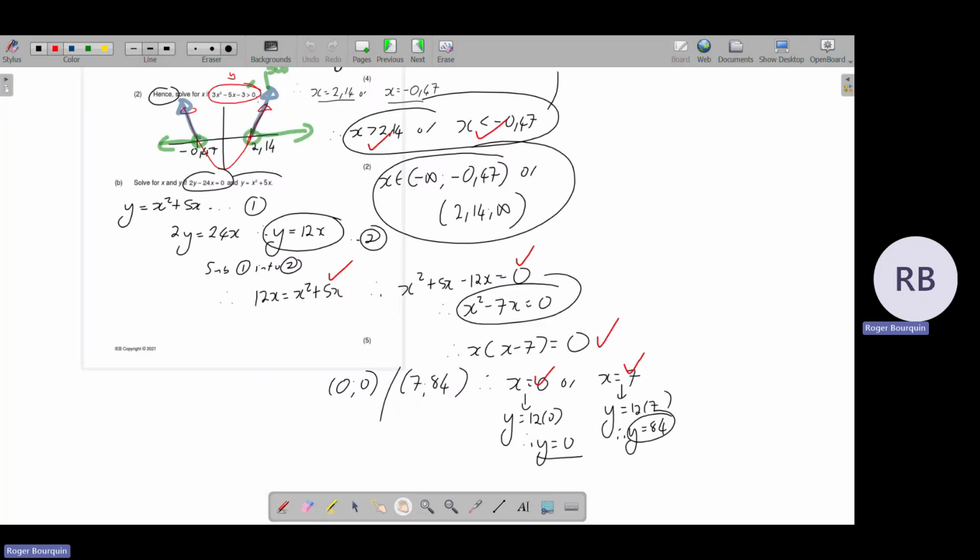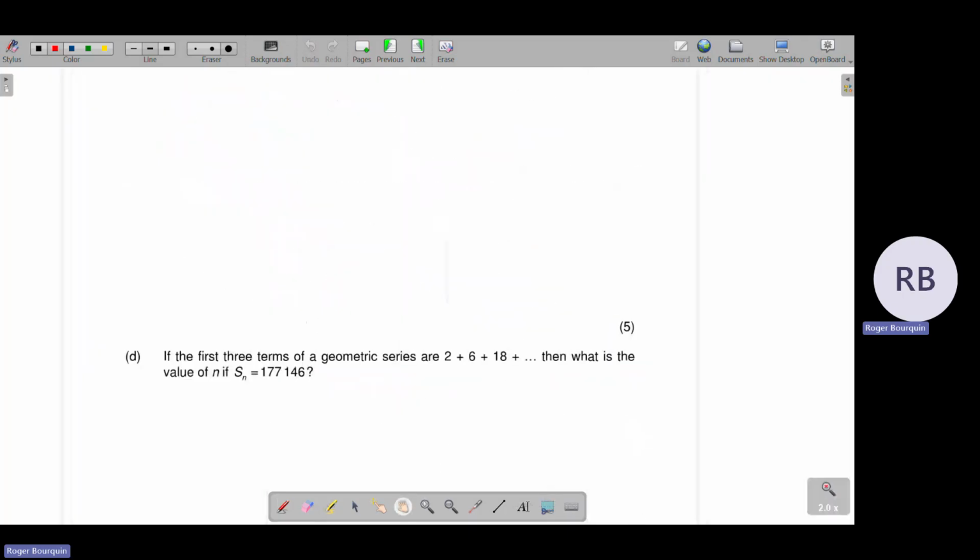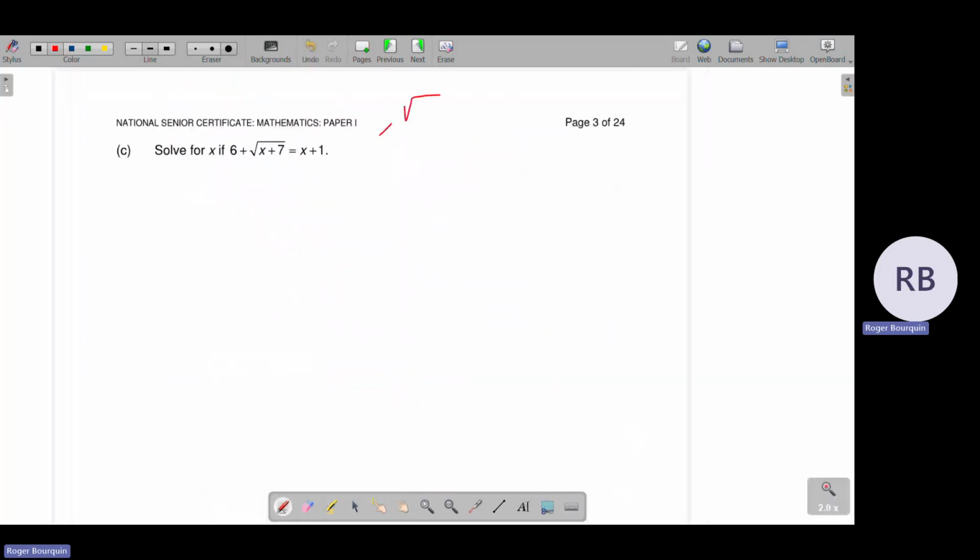Okay. Solve for x. Now, we get a question like that. What is the process? Get the square root on its own, right? But there's one thing you have to remember, and then you're going to do what? Square both sides, right?